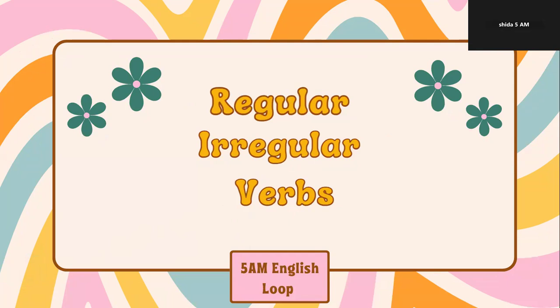Okay? So, what are verbs actually? Verbs are action words. Of course, you know that. They show what we do. For example, run, eat, play, sing.